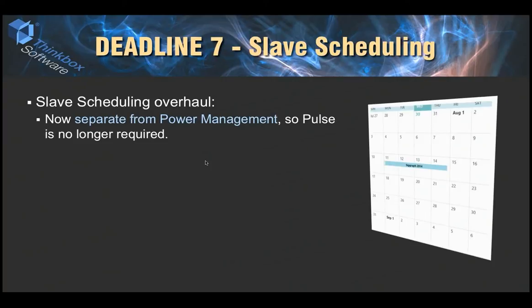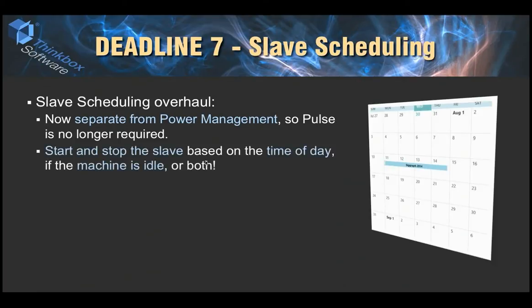Slave scheduling. We've completely overhauled the slave scheduling system. It's now completely separate from power management. Previously, Pulse needed to be running for the scheduled slave system to run, together with, say, thermal management, which is individually redundant in itself. The other power management modules, such as machine restart on a regular basis and wake up on LAN activities, were requiring Pulse to run. This has now been completely overhauled, and it's now separate to Pulse.